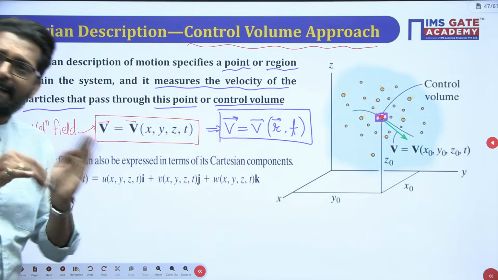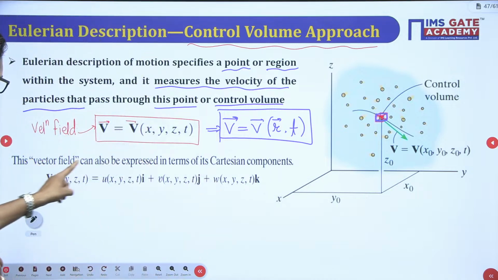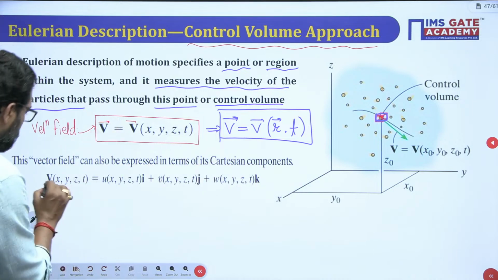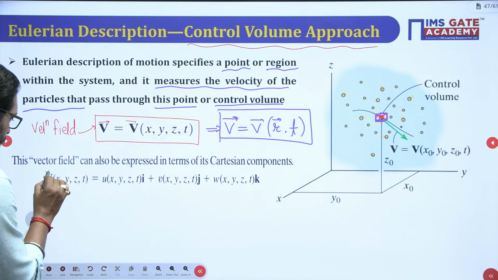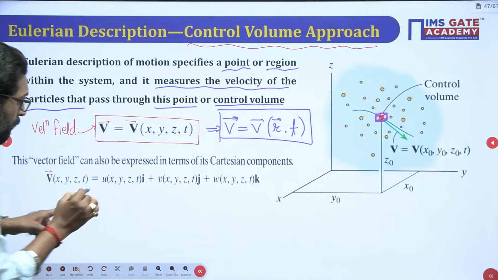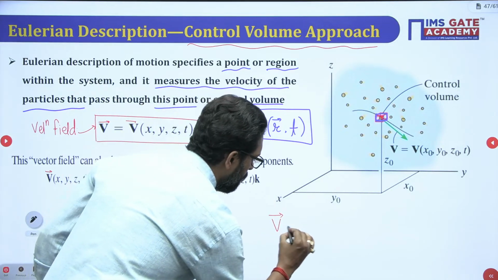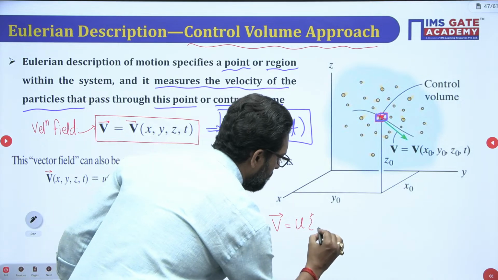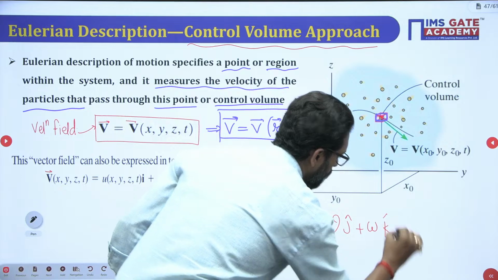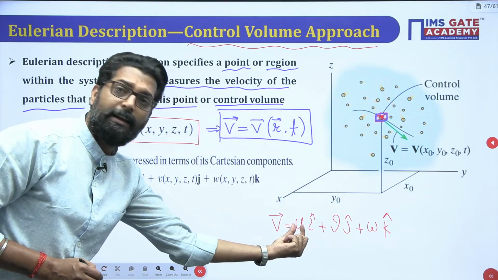This velocity field is a vector field here. A field can be either a scalar or a vector, but here it is a vector field, which can also be expressed in terms of Cartesian coordinates. This is very important. This V is a function of x, y, z and t. And what is V? V is ui, vj, wk, yes or no? Now this V and this u is for which one?